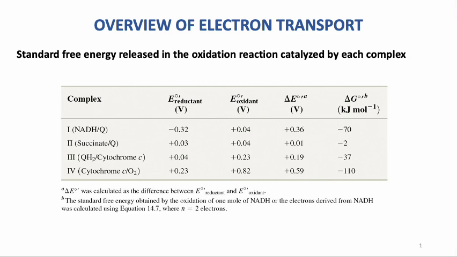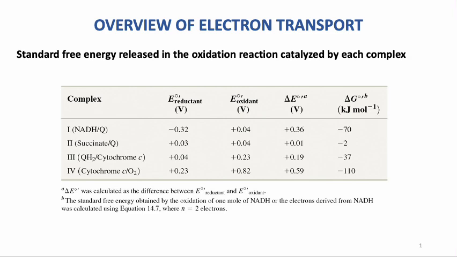So as you see, when the electrons pass from NADH to Q, there is an amount of energy released equivalent to minus 70 kilojoule per mole, while there is no energy released with complex 2. In other words, complex 2 is not involved in the energy production, as you will come to see later.